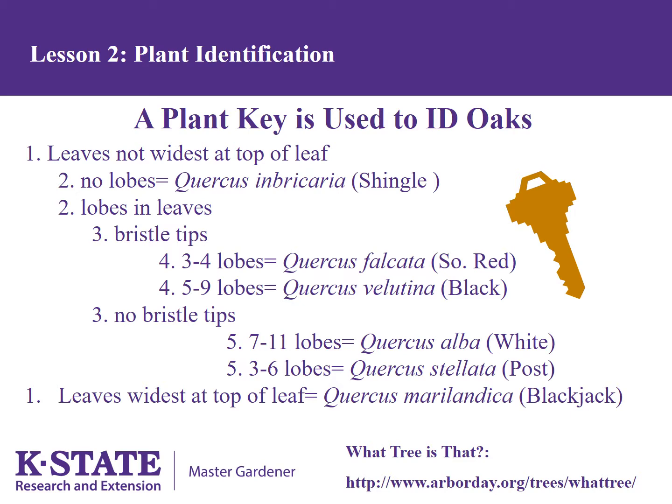If you have bristle tips and 3 to 4 lobes, you have a southern red oak. If 5 to 9 lobes, then black oak. If you do not have bristle tips and 7 to 11 lobes, you have white oak. If 3 to 6 lobes, then post oak.